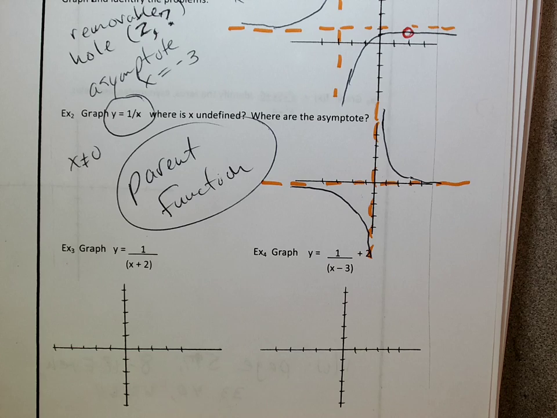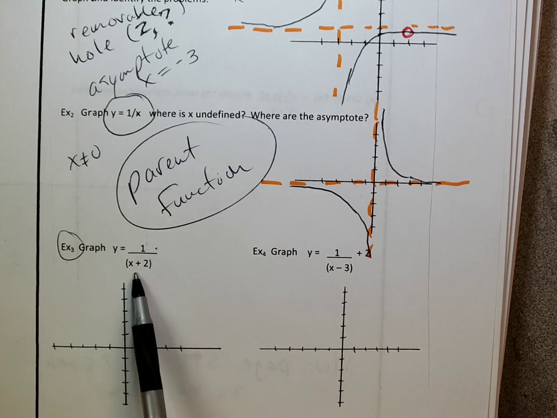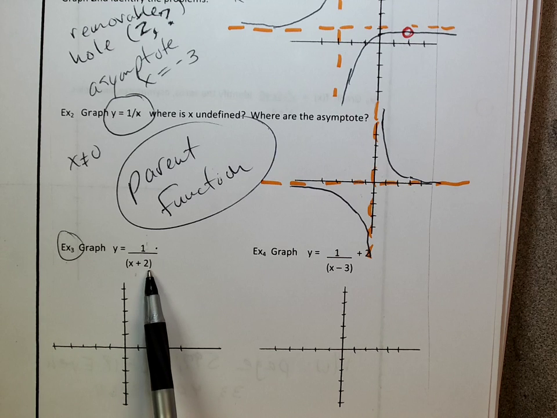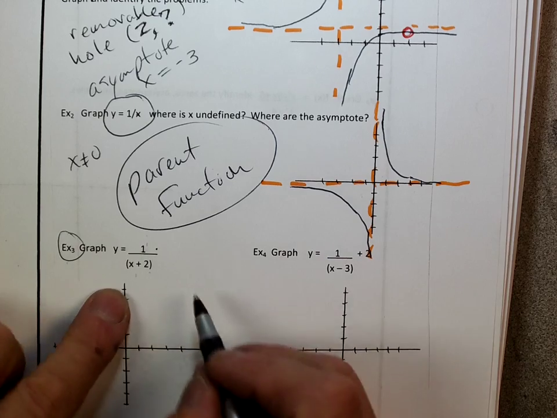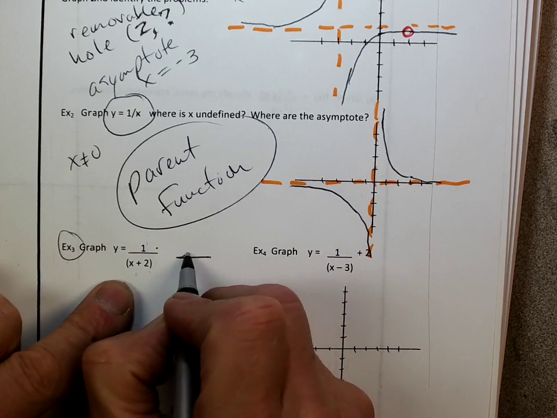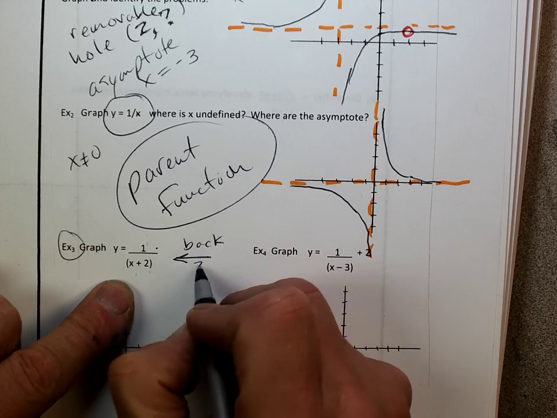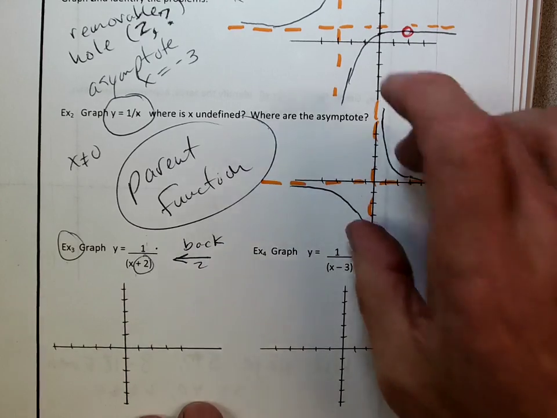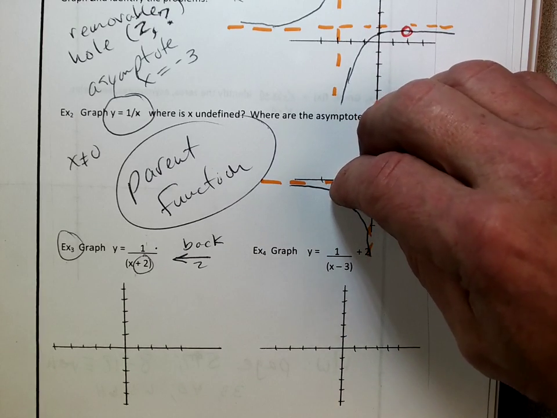Okay, so now if I take a look at example 3, the only difference is it's almost 1 over x, but it's 1 over x plus 2. So we learned before that if it's on the inside, we move it back and forth, but in the opposite direction, right? On the inside, we move it horizontally, but the opposite direction. So I'm going to move the graph back 2 because of this 2 right there. So let me take my parent function. I'm going to move the entire thing back 2, okay?